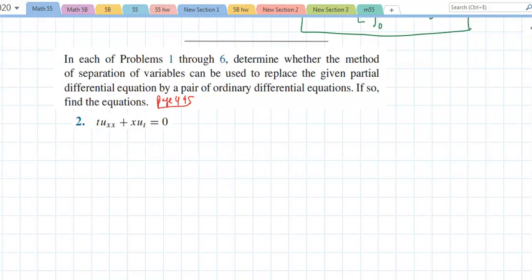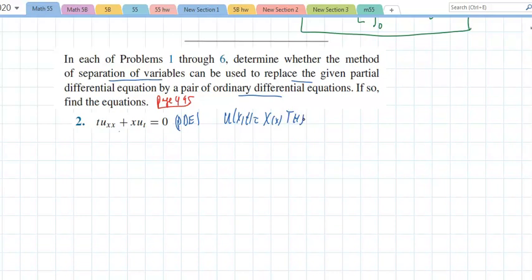I'm looking at page 495, and this is an equation. It says here, in each problem 1 through 6, determine whether the method of separation of variables can be used to replace the given partial differential equation. This is a partial differential equation into an ordinary differential equation. If so, find the equations. If you could separate it, you could do it. So remember how this works. We're going to let u of x,t equal a function of x times a function of t, right?